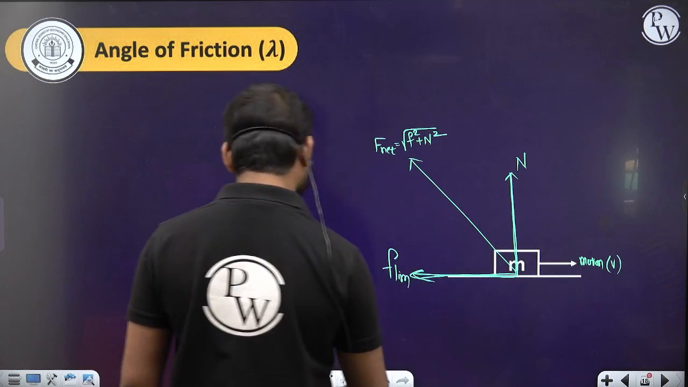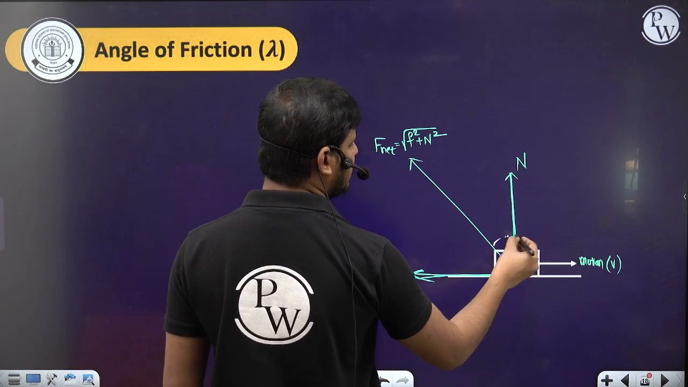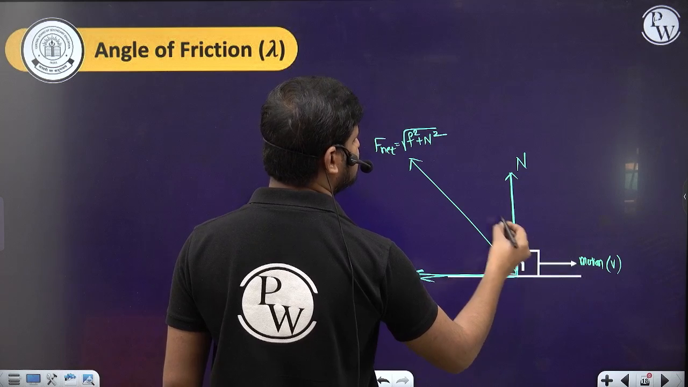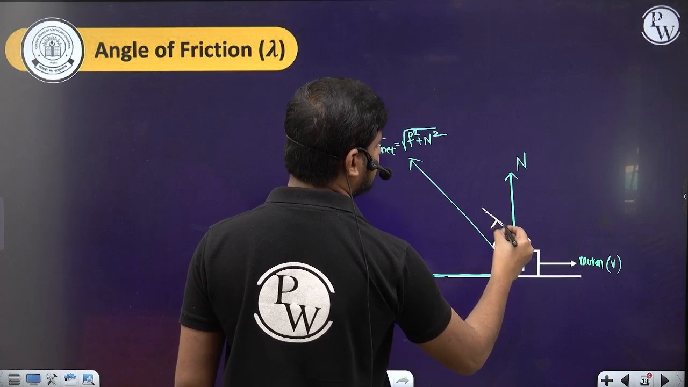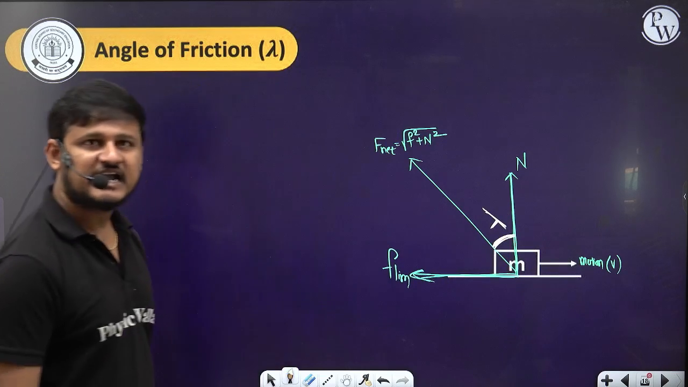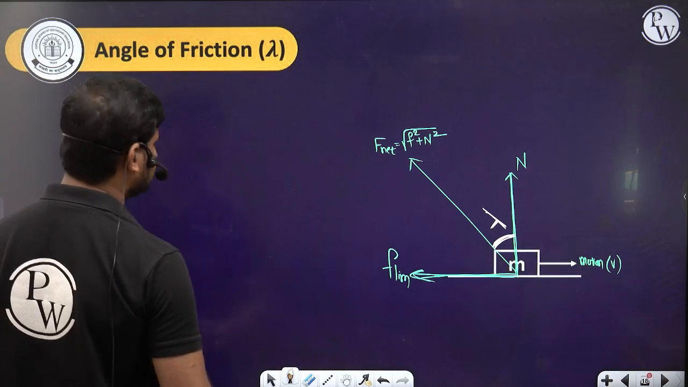So from here, shall I take this angle as lambda? So this is called the angle of friction. So this is called the angle of friction. So what is that angle of friction formula we can write?